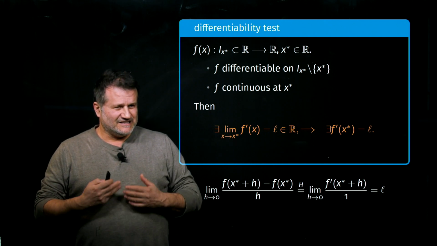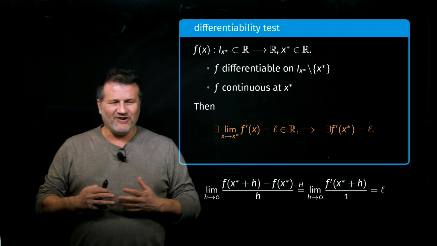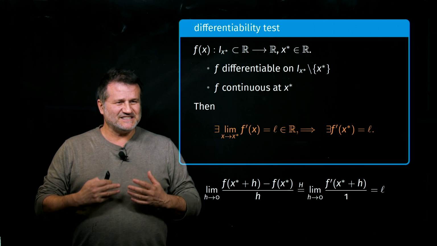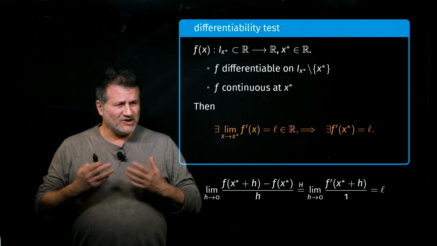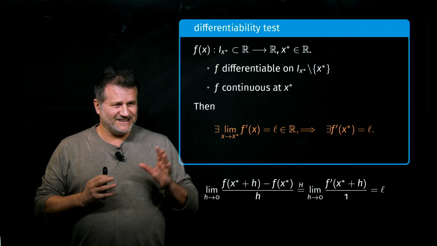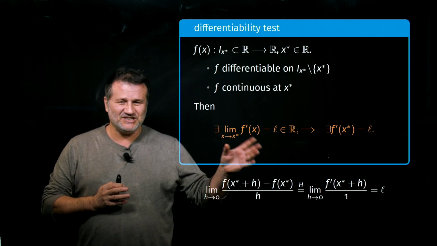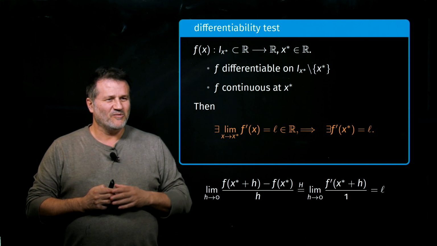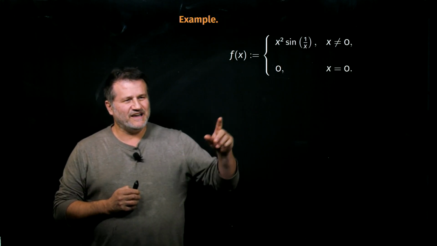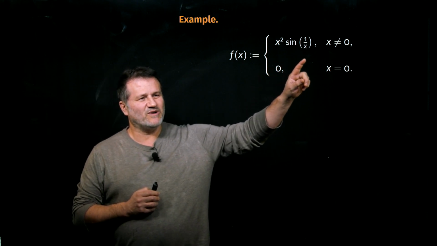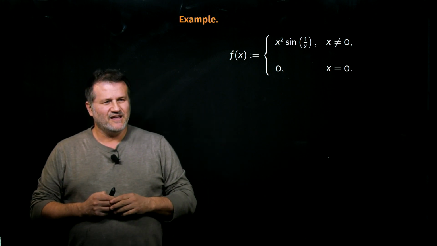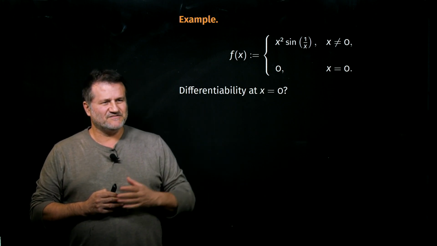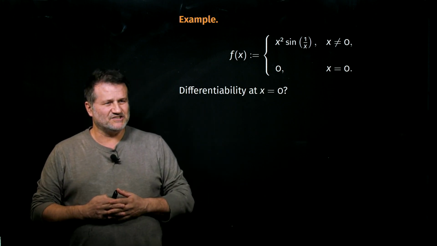However, since this comes from L'Hopital's rule, the application of this test should be made, as the ancients said, cum grano salis. That is, always remembering that this is just a sufficient condition. We can see this in an example. Take this function, f of x equal to x squared sine 1/x for x different from 0, and 0 for x equals 0. And we wonder if this is differentiable at x equals 0.